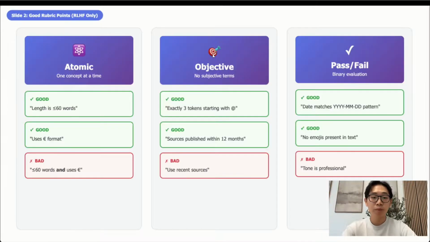Good rubric points should be atomic, meaning that it mentions one concept at a time. They should have objective phrasing and be a single pass-fail check.